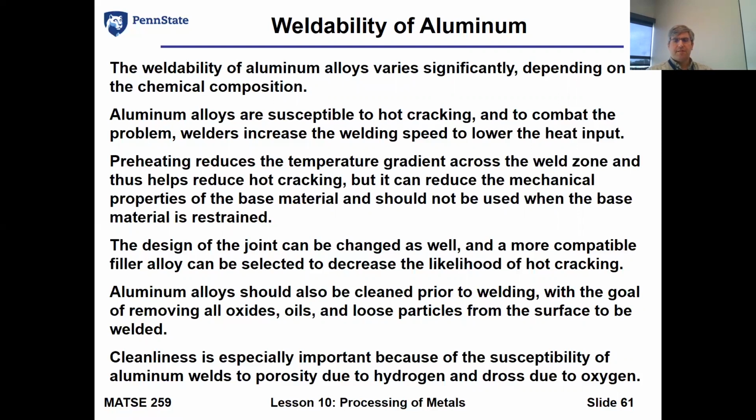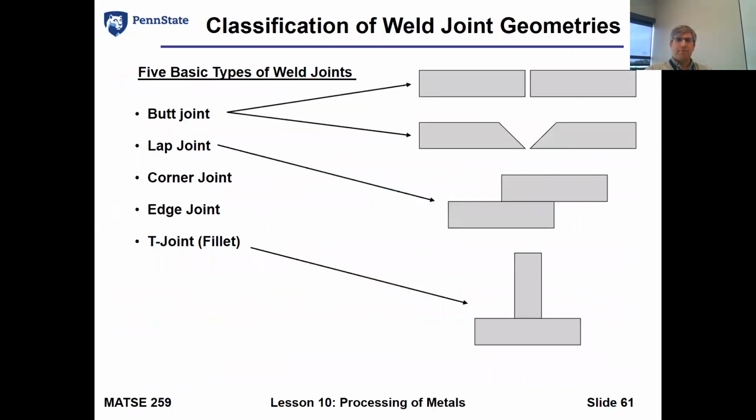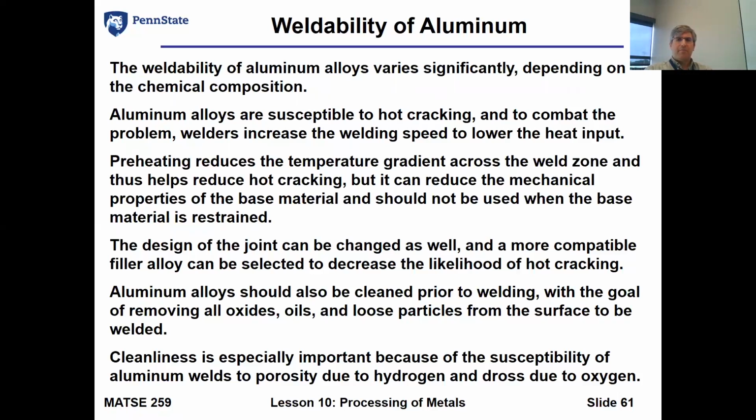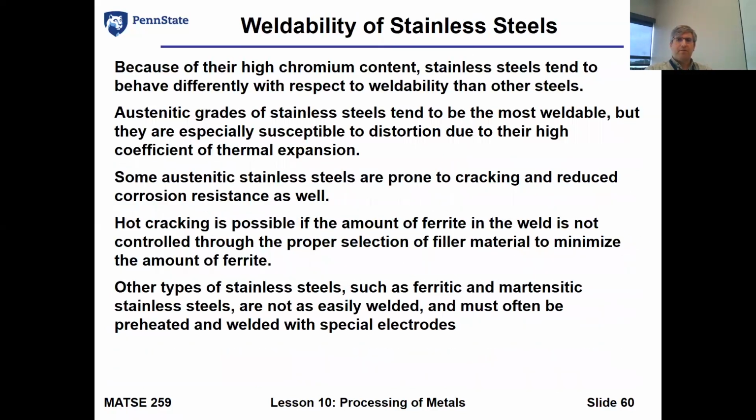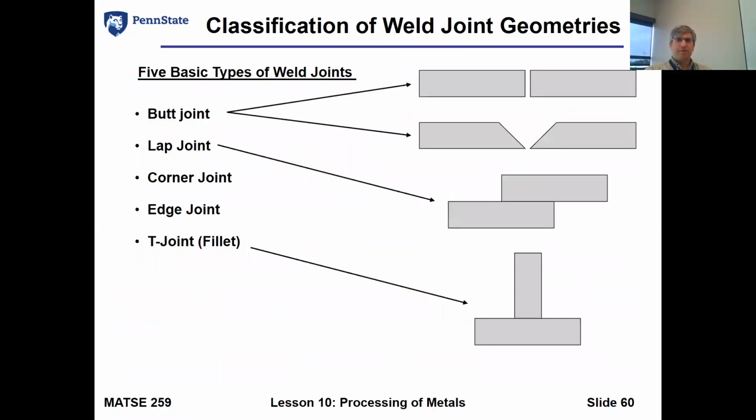And aluminum and silicon form a eutectic at about 12% silicon. You're going to find a lot of welding filler metals use that type of composition in order to make the aluminum more weldable. Now, we've seen the weldability. We've seen the different microstructures of a fusion zone.